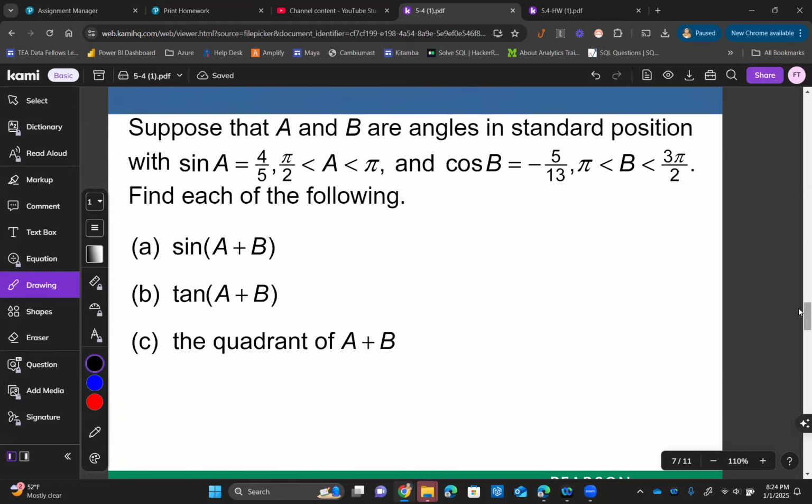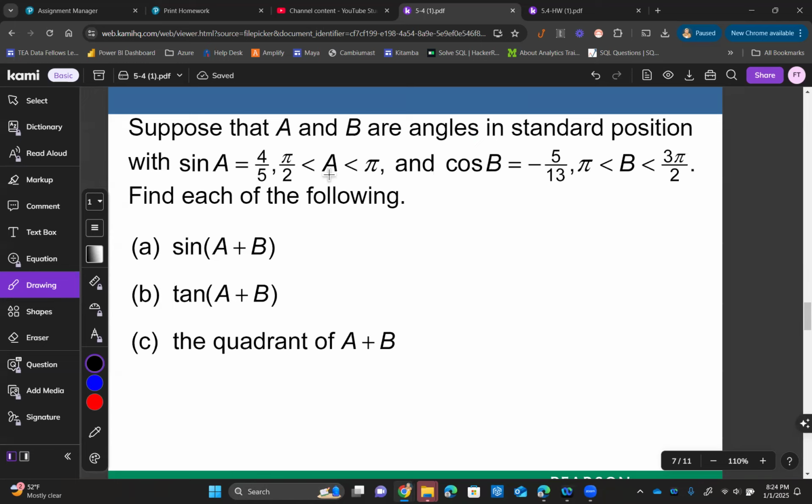And this is our famous question type, just like the previous problem. We have two angles, angle A and angle B. For angle A, we know that the sine of angle A is 4 over 5. So we need to find the cosine of angle A. But there's a detail here.